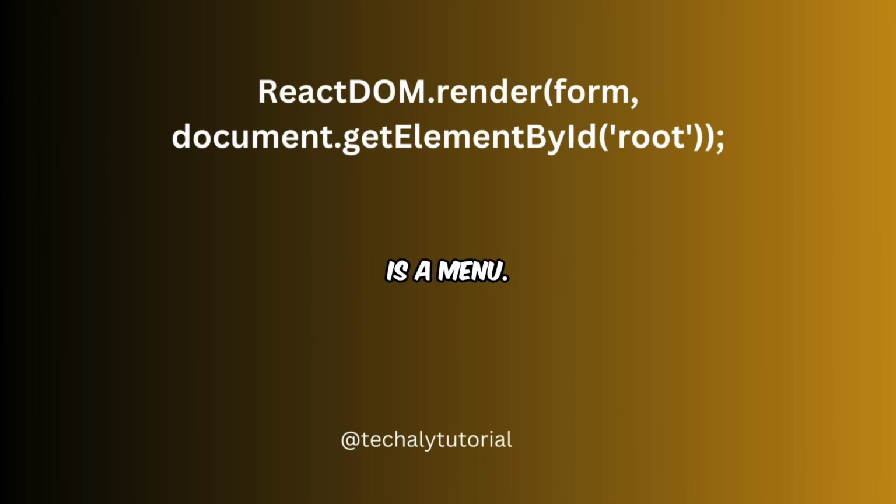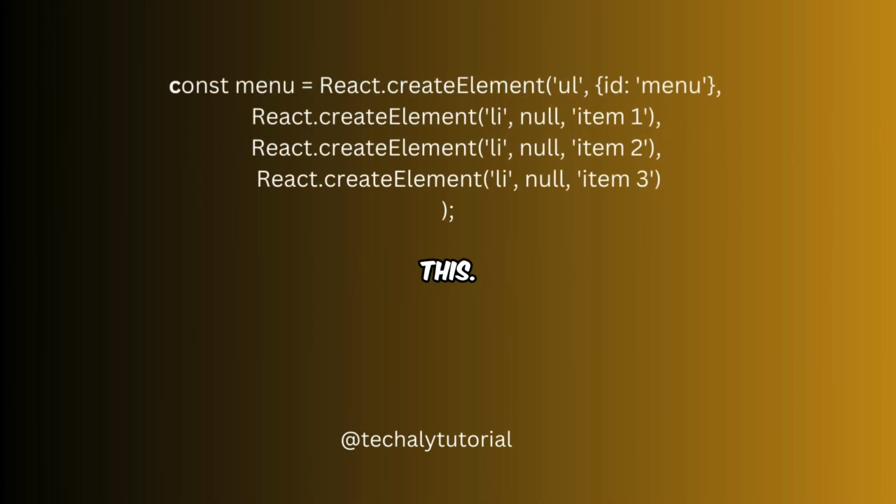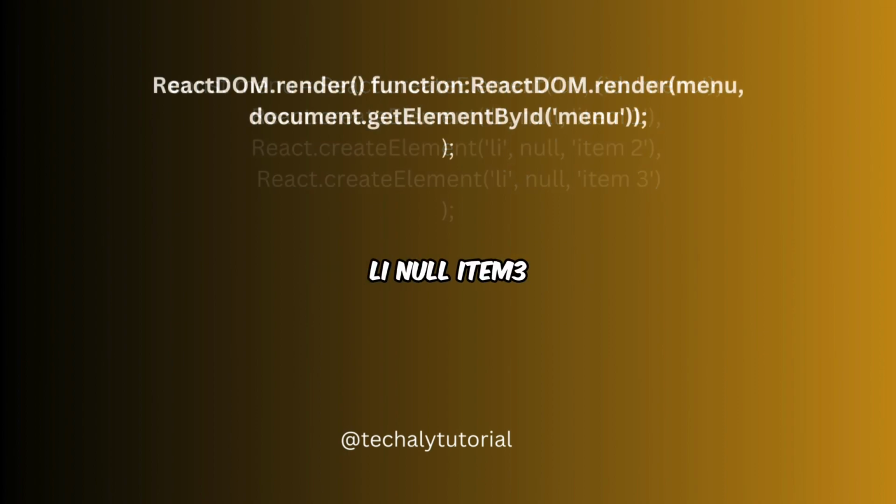Another example is a menu. Suppose you wanted to create a menu with 3 items. Using React Render, you could create a menu like this. const menu = React.createElement("ul", {id: "menu"}, React.createElement("li", null, "item 1"), React.createElement("li", null, "item 2"), React.createElement("li", null, "item 3")).